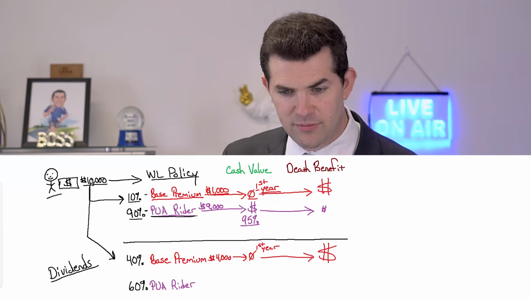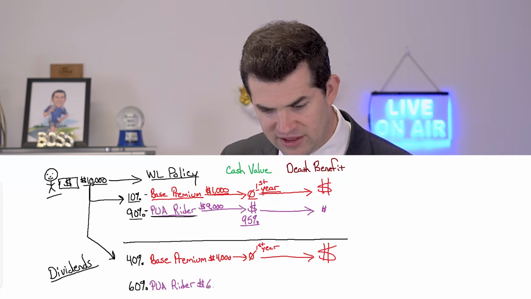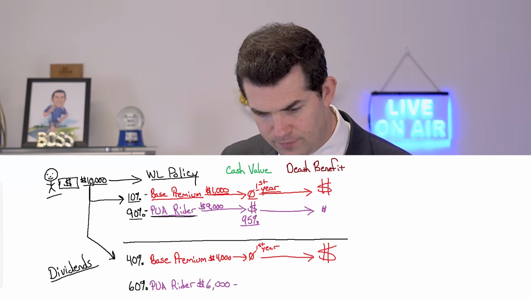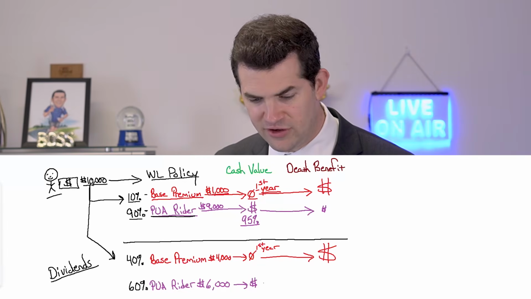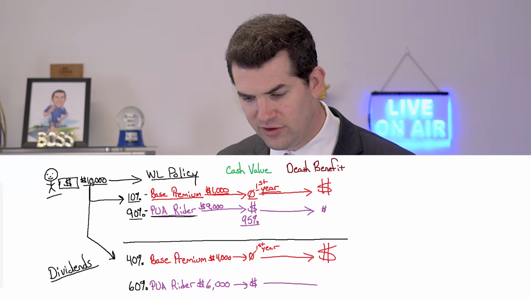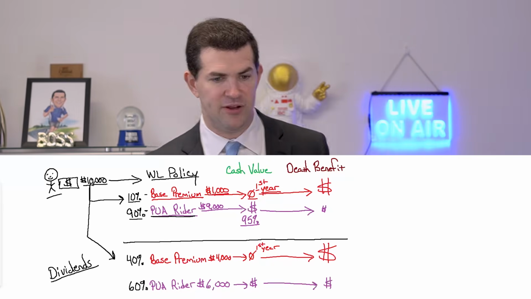Whereas with the PUA rider, $6,000, you'll see that show up in cash value. About 95% of it, so it'll be very close to cash value, very close to $6,000. And it does give you some death benefit as well.